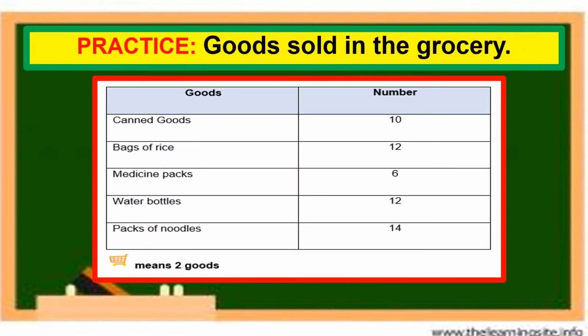Goods sold in the grocery. 1 cart is represented as 2 goods. For canned goods, we have 10. Bags of rice, 12. Medicine pack, 6. Water bottles, 12. And packs of noodles, 14.